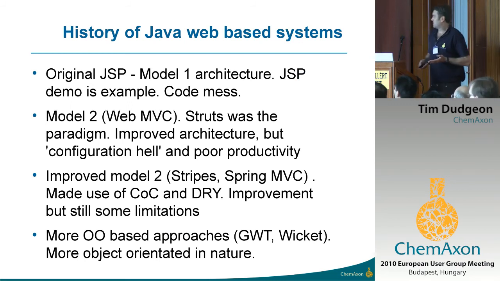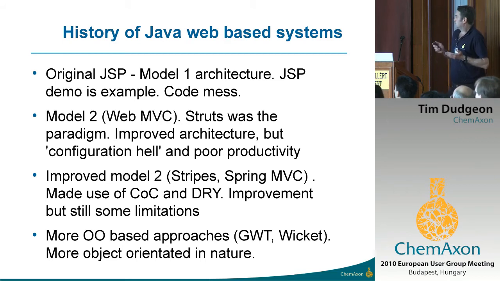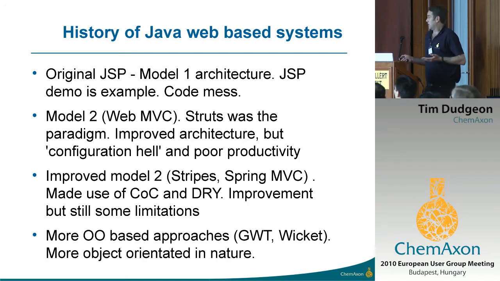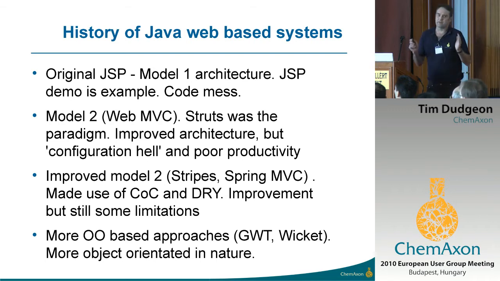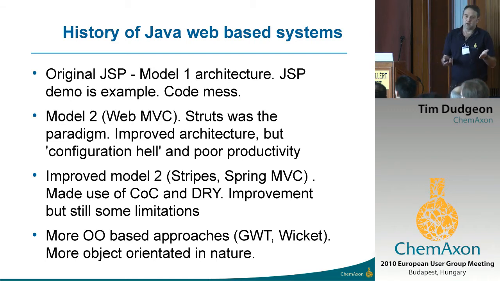A very quick history here. Building web-based systems with Java really started back in the very early days of Java, once JDBC and JSPs were available. Originally, they were done in what is known as the Model 1 architecture, where everything was put into the JSP. And that's really a pretty lousy architecture. You had JDBC persistence code mixed up with your JSP presentation code. It wasn't a good solution. It was a real code mess.